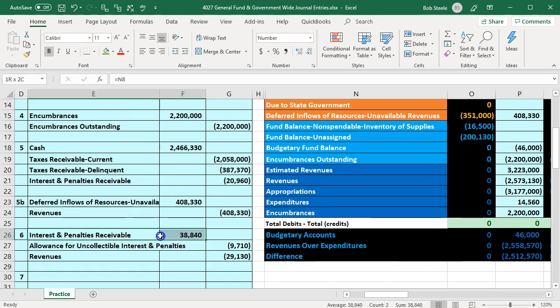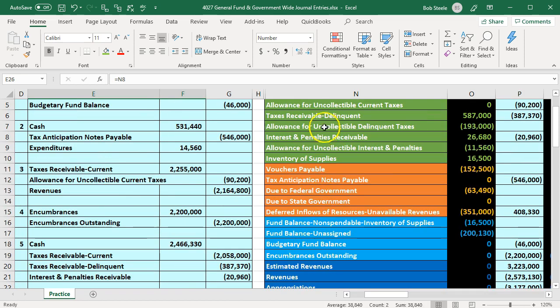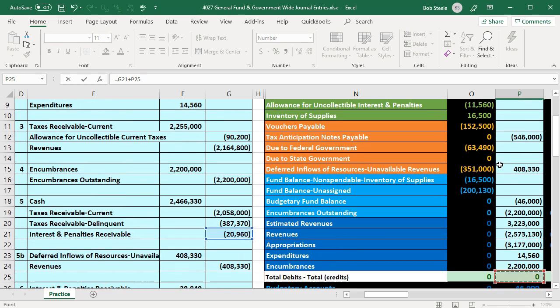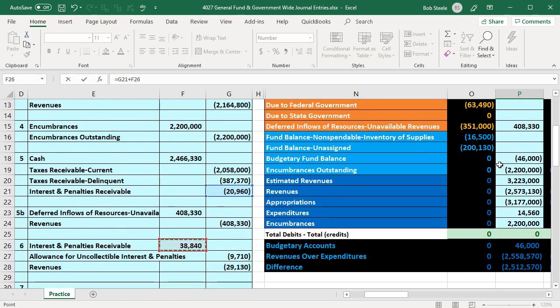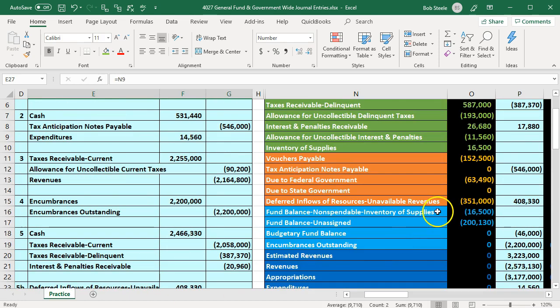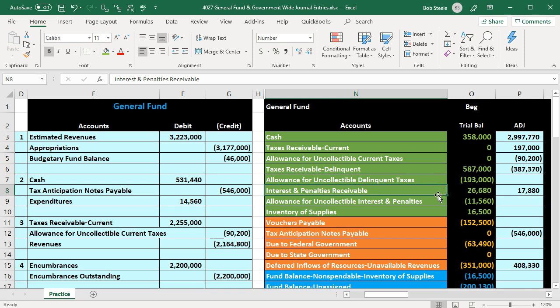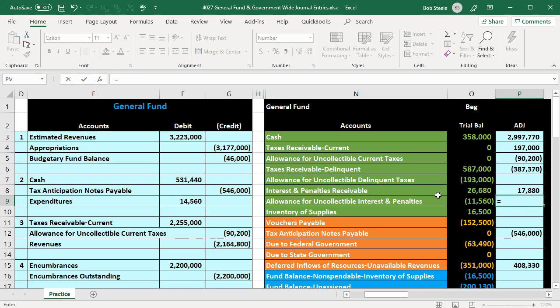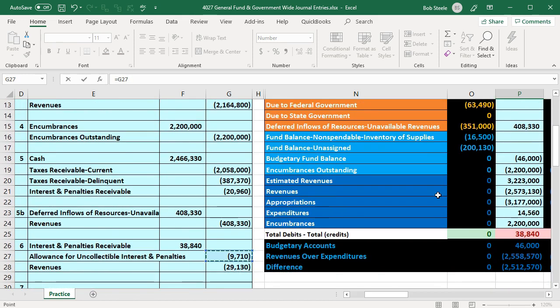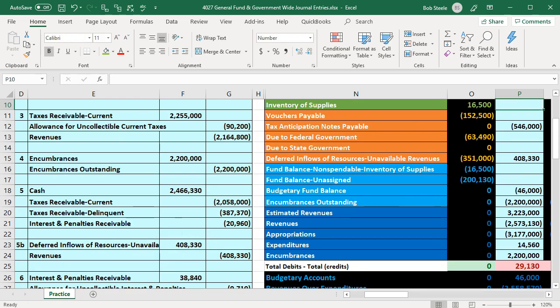So we're going to say here's the debit on the interest and penalties up top. Interest and penalties. That's going to be here. We are in P8. Double clicking in P8, going to the end of it and saying plus, putting the cursor back down, scrolling back down, picking up that $38,840. Then we're going to put the allowance right underneath it. So the allowance, if we go right underneath it, is going to be here. And that's going to be equal to, scrolling back down, we're going to pick up the 9710.